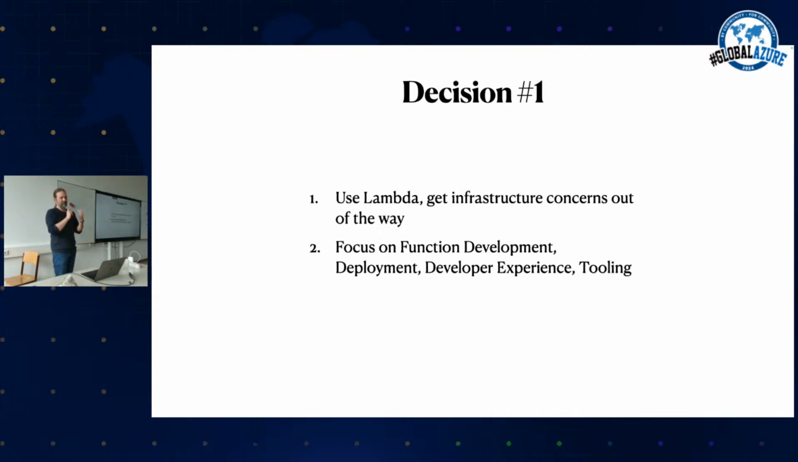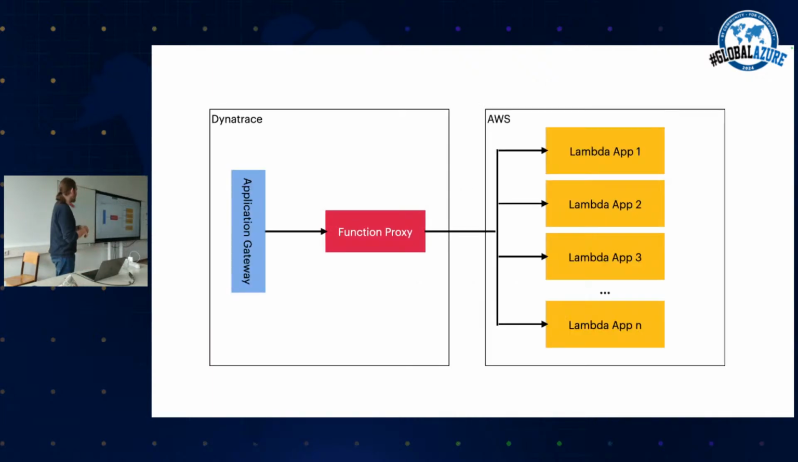Focus on function development, focus on the developer experience, focus on tooling. Try to get one of the steps out there before trying to fix everything where you don't even know when it's going to happen. It's the first big learning. Start small. And we came up with this particular architecture. It's actually very simple. So this is the Dynatrace part.